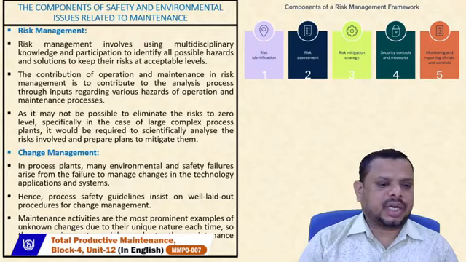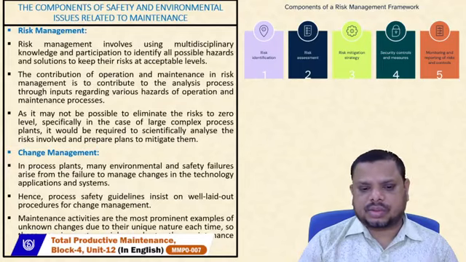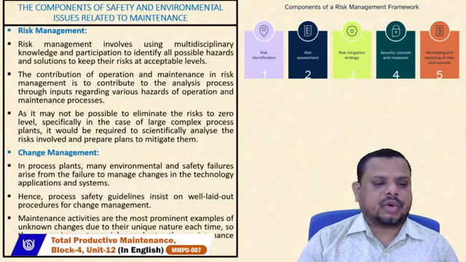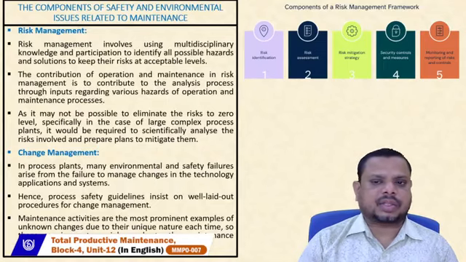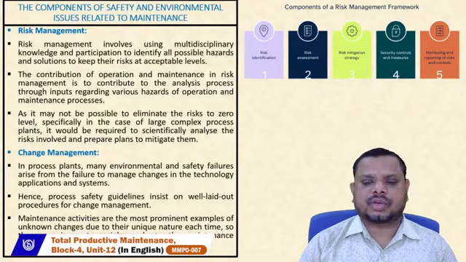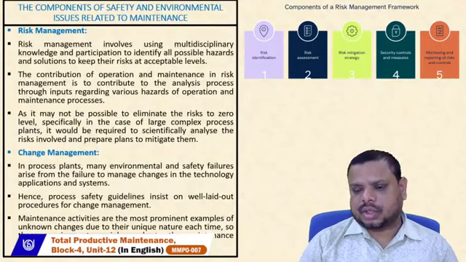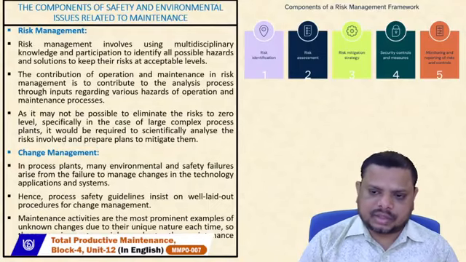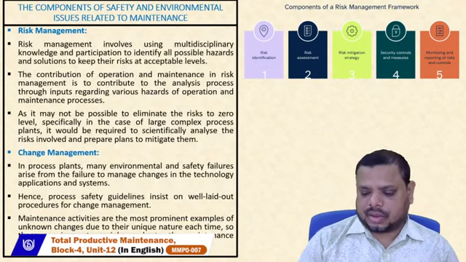The third important point is that maintenance activities are most prominent, for example, unknown change due to the unique nature of times. So these requirements mainly apply to the maintenance functions. So what are the maintenance factors? Starting from planning, executing, controlling, and the next one is eliminating breakdowns, whether equipment or machines require adjustment, replacement, or repairs.